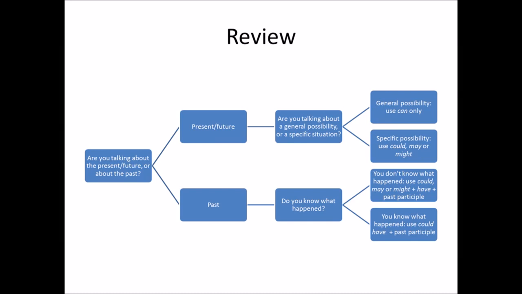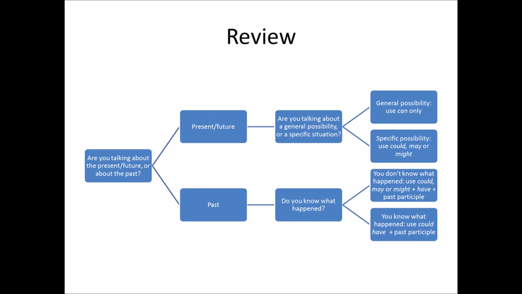Let's review the key points from this lesson. First, you need to think, are you talking about the present or the future, or are you talking about the past? If you're talking about the present or the future, the important question is, are you talking about something general or something specific? If you're talking about something general, we use can. If it's something specific, you can use could, may, or might.